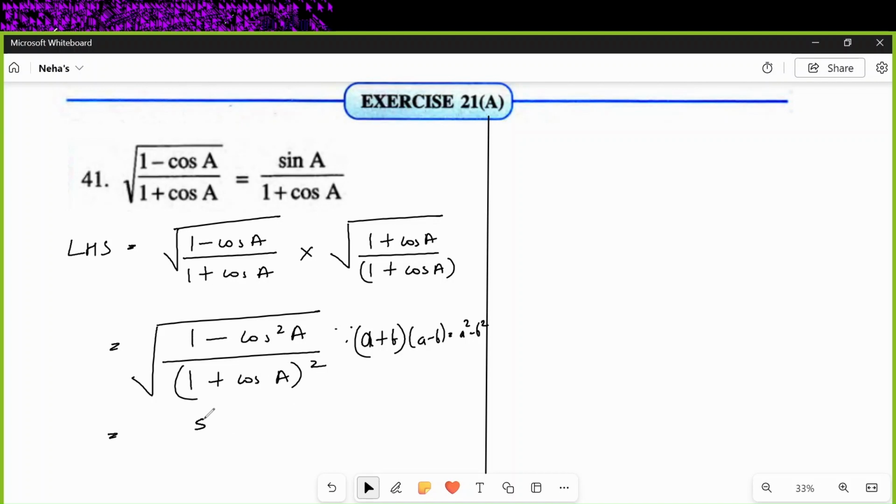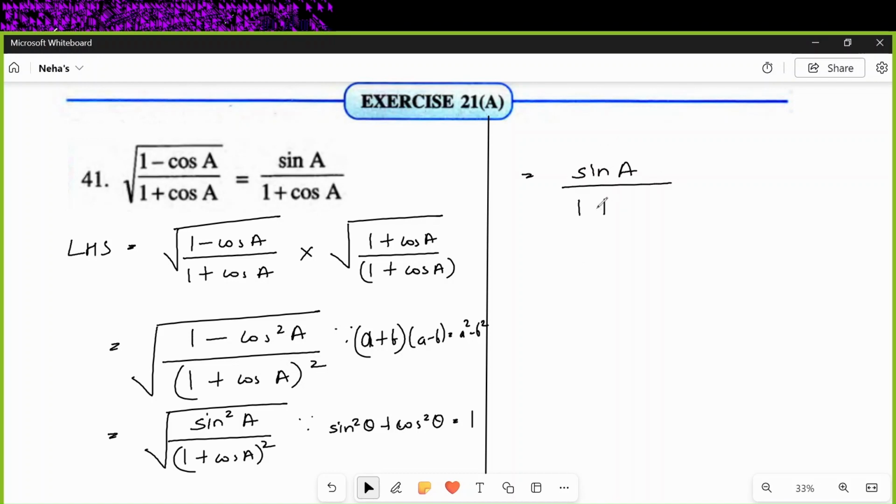Now 1 minus cos square A can be written as sine square A, and 1 plus cos A will be written as it is for now. This is by the trigonometric identity that sine square theta plus cos square theta is equal to 1. Therefore 1 minus cos square theta will be equal to sine square theta. Now we can find out the square root of both the numerator and denominator. So it will be sine A divided by 1 plus cos A, which is equal to the right hand side, and hence we have proved that the left hand side is equal to the right hand side.